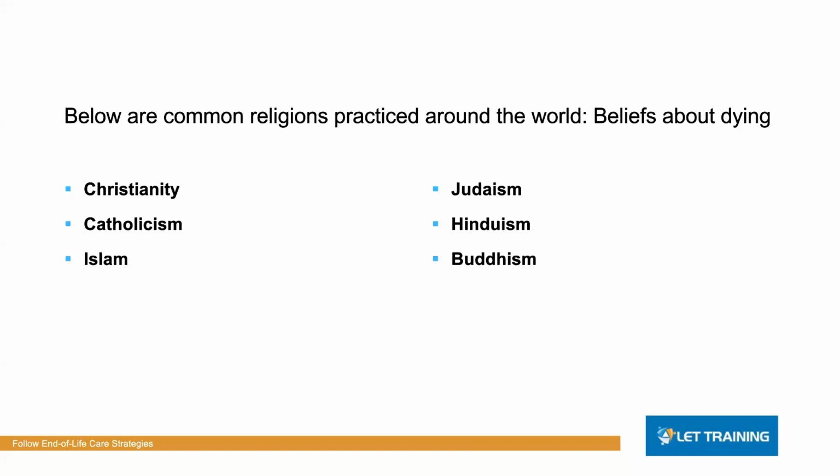Hinduism: they believe that a dying person should die at home. Their family and friends will sing sacred hymns and recite prayers. Buddhism: Buddhists believe that how they live affects their future, including how they will die. They need to do good deeds for themselves and others to achieve calmness when they die.